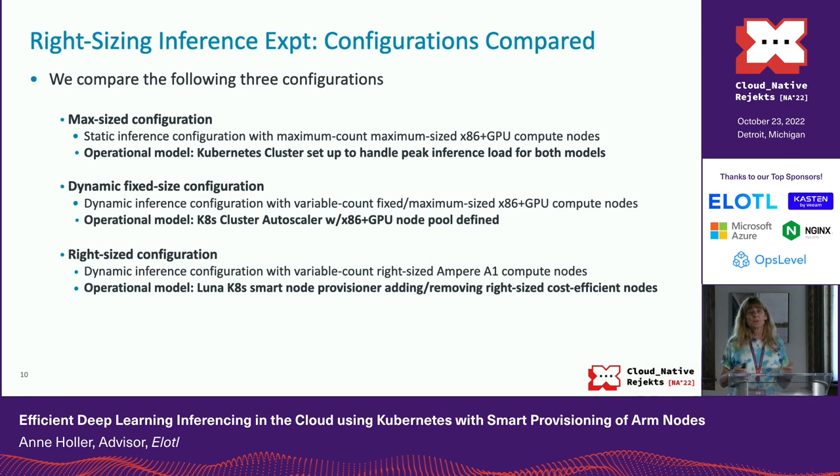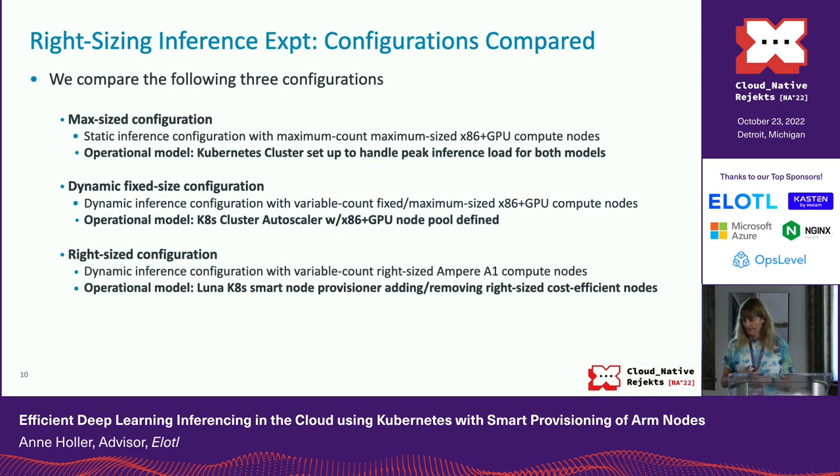We compared three configurations: our right-sized configuration, with two other configurations we see as being reasonably popular. The first is a max size configuration. This is just, I'm going to set up my Kubernetes cluster to handle the max load I ever expect my model to get for these two models, and I'm going to deploy the safe choice of x86 plus GPU as my instance type. So the operational model here is, I max out everything and I never have to scale.